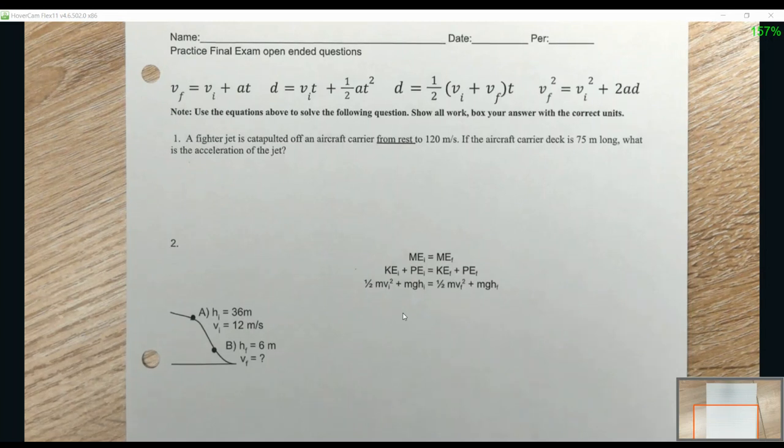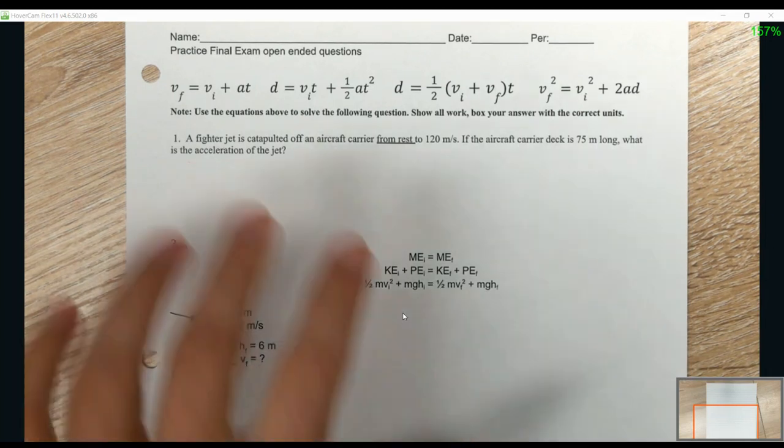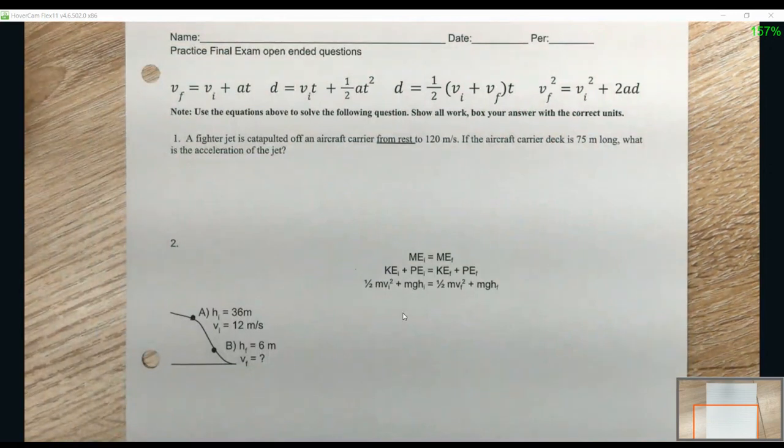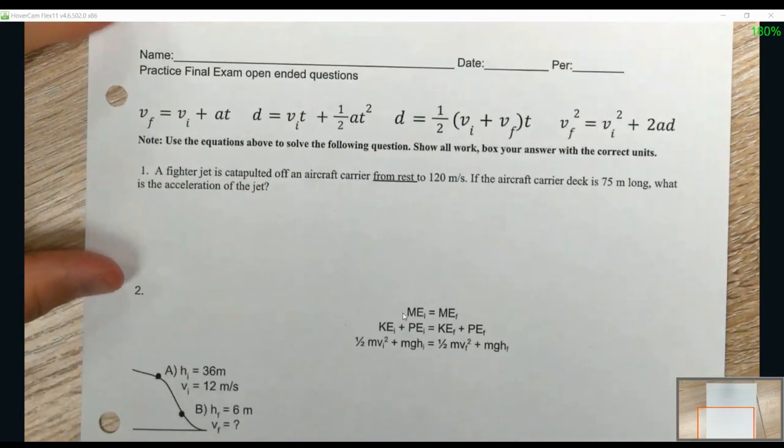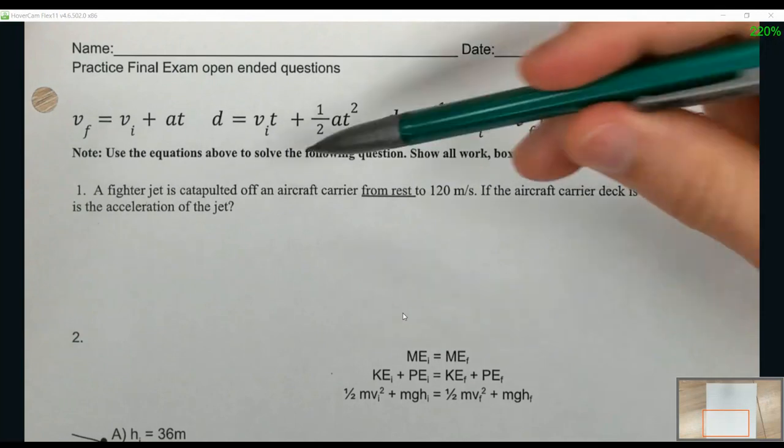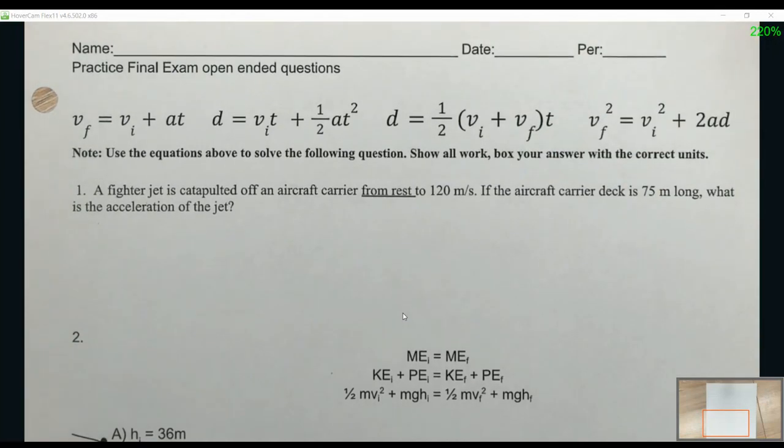So question one is pretty much dealing with kinematic equations. You have your four basic kinematic equations listed at the top. You have to look at the problem and break down what you're given.